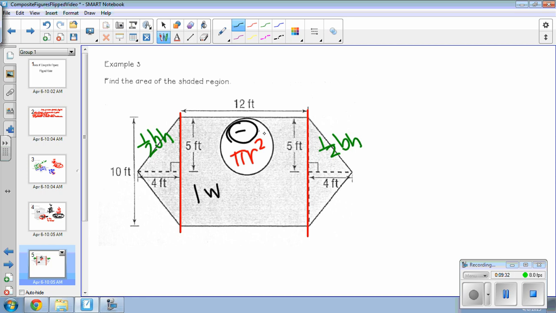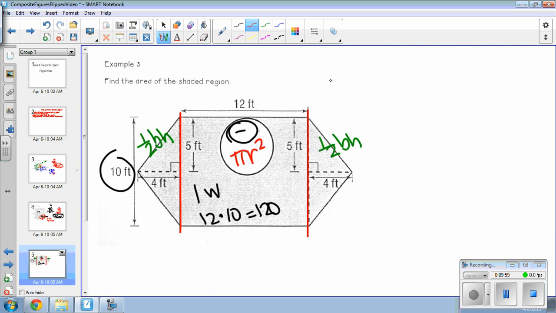Going back to this rectangle, 12 is my length, and then my width is listed over here on the side, which is actually out here on the edge. If it's the same distance from here to here, it's the same distance on the inside. So that's going to be times 10. So I can easily multiply that in my head. That piece is 120. Let's go to the circle real quick.